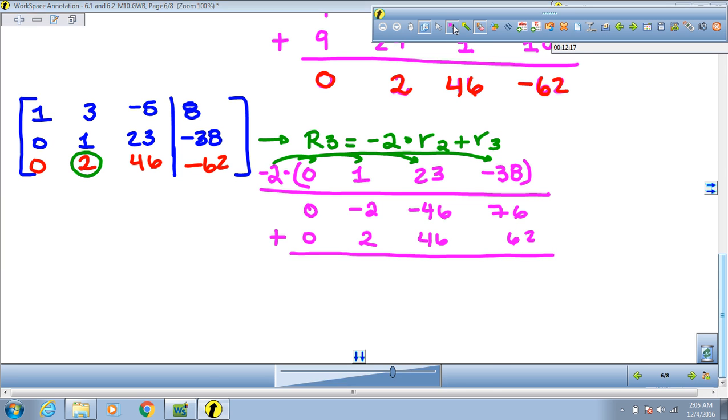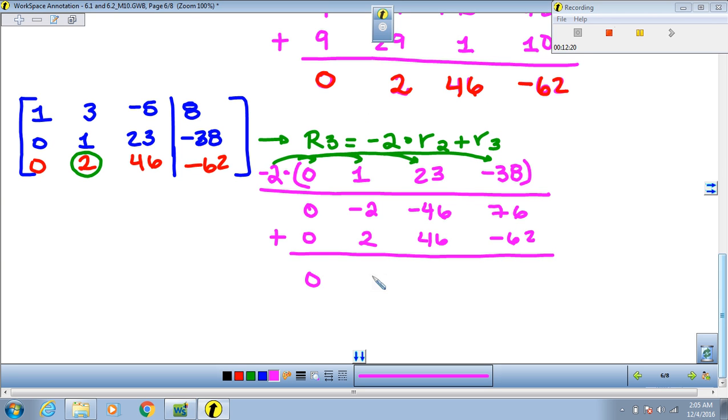Let me make this negative better. Okay. So 0 plus 0 is going to be 0. Negative 2 plus 2 is 0. Negative 46 plus 46 is 0. And this one, negative 76 minus 62 is going to be, sorry, positive 14.